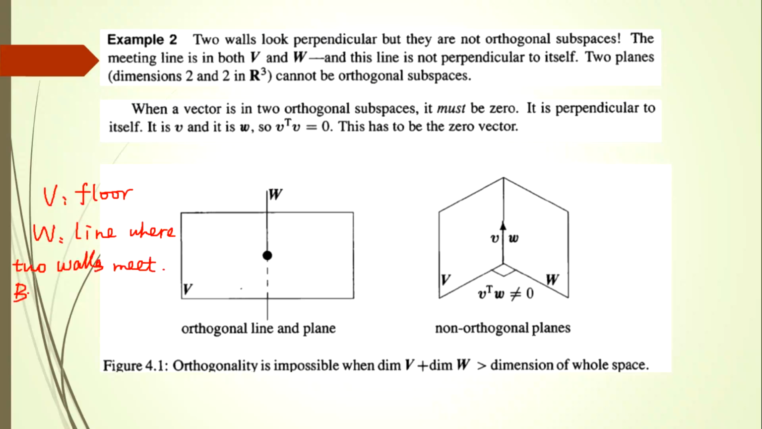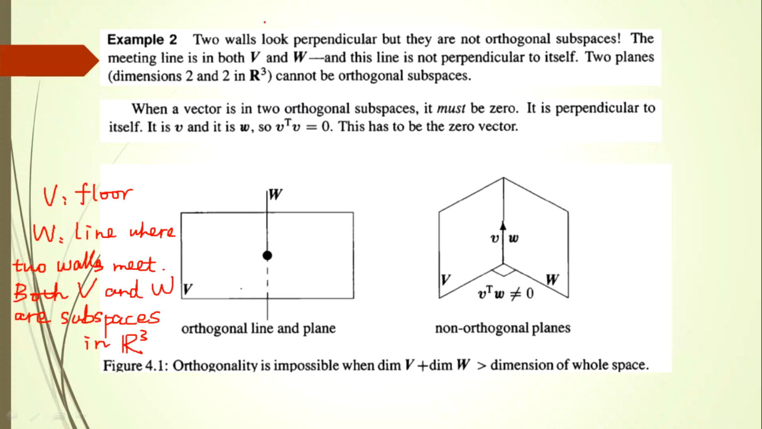Both V and W are subspaces in R3, and we know V is the plane, so the dimension is 2, and this line, the dimension is 1, right?